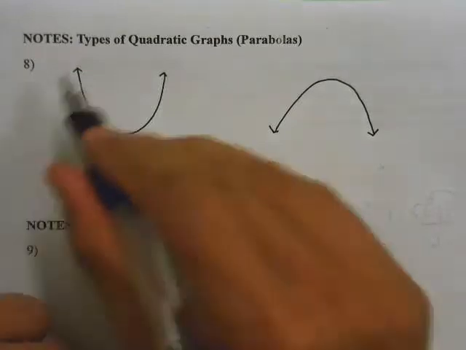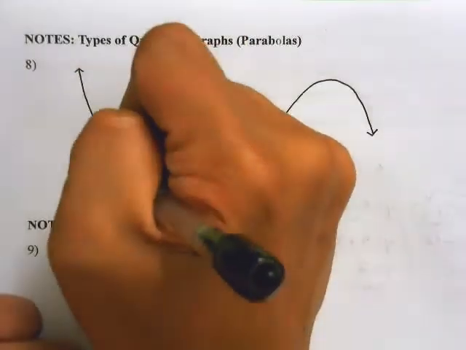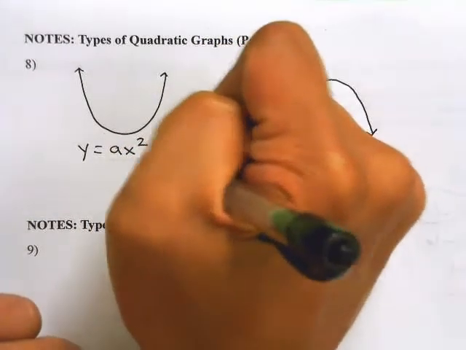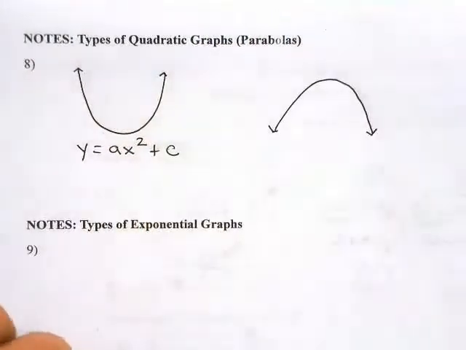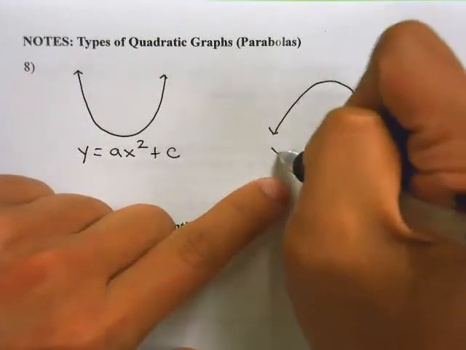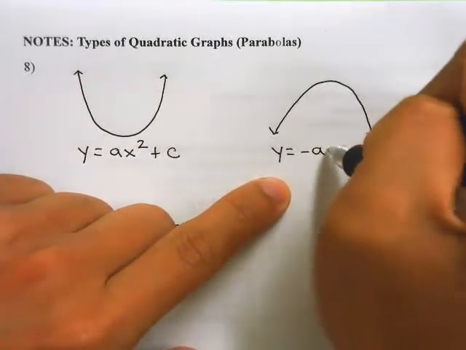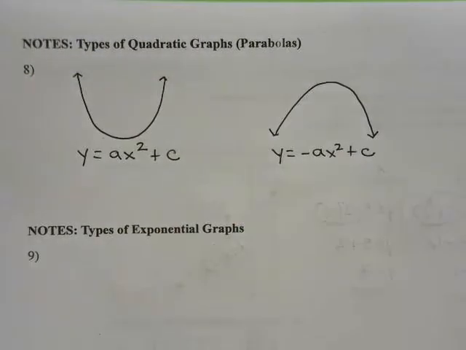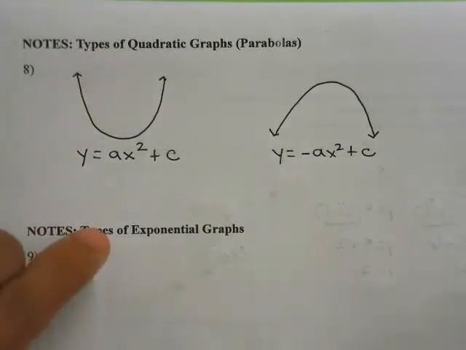I'm going to write a general equation for this. So maybe y is equal to ax squared plus c. And then I'm going to write a general equation for this one. Y is equal to negative ax squared plus c. Okay. Usually we just say that this is a parabola. Okay.